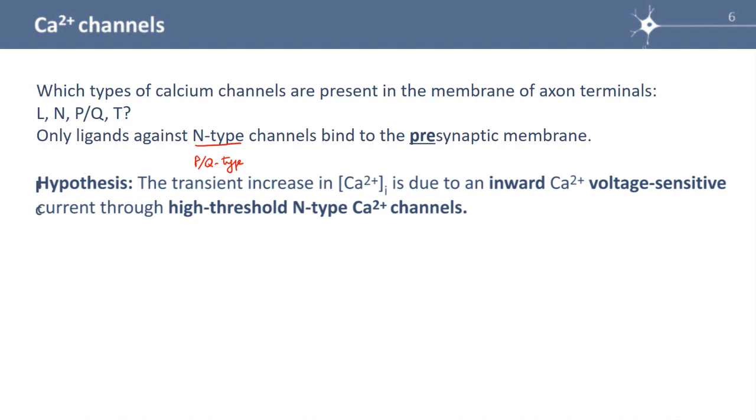So we have this new hypothesis. The transient increase in the intracellular concentration of calcium is due to an inward calcium voltage-sensitive current. Voltage-sensitive because we saw that we have to stimulate the presynaptic terminal to get this increase. And this increase is due to calcium entry through N-type calcium channels that are called high threshold because they open for a strong depolarization of the membrane. So let's test this hypothesis.